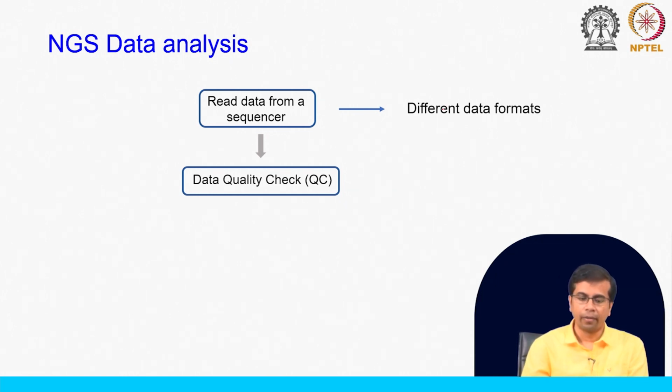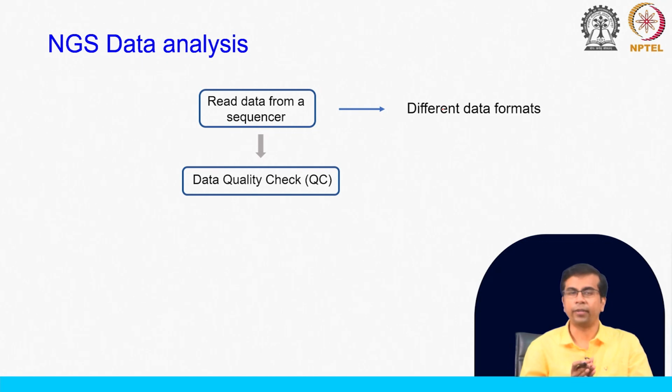Now, the first step that we have in this data analysis process is the data quality check or QC. We want to ensure that the data that we have got is of good quality. Otherwise, if we do all the downstream analysis without doing this quality check, the conclusions that we would get might be erroneous or might be wrong. And this is something we want to prevent. So, at the onset, we want to do this data quality check or QC.